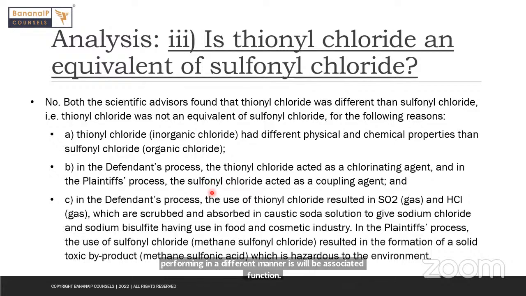Third, you have to look at whether the result that is obtained by the different processes are the same. And even though CTPR was obtained in both of the processes, the court noted that in the defendant's process, you could obtain certain substances that have use in the food and cosmetic industry. Whereas in the plaintiff's process, the other substances that were produced were actually hazardous to the environment. So based on all of this, the court found that there was no infringement under the doctrine of equivalence.